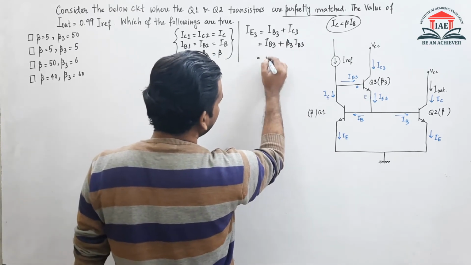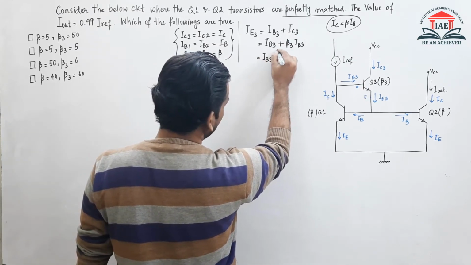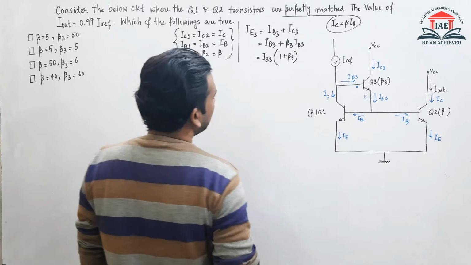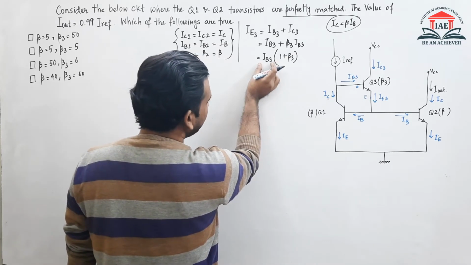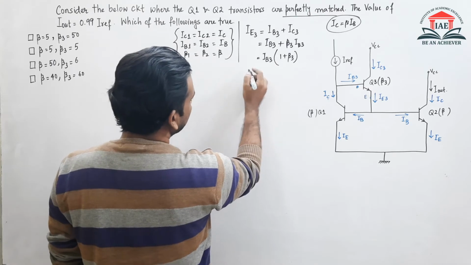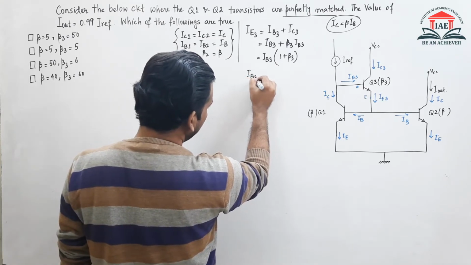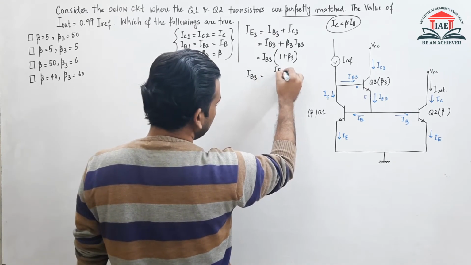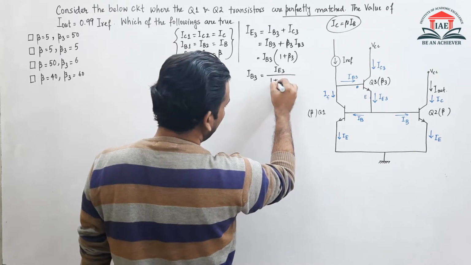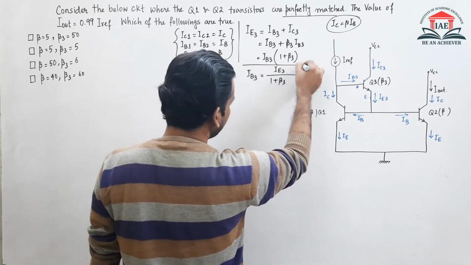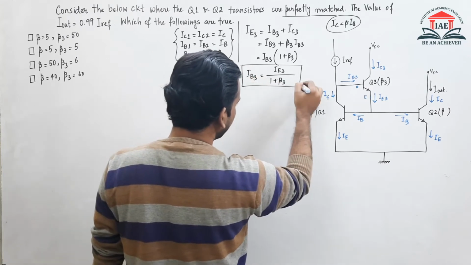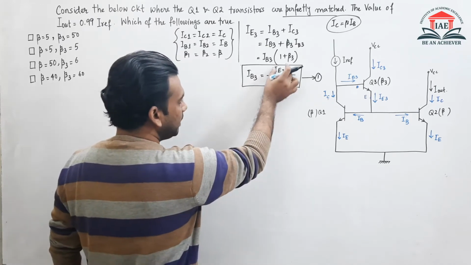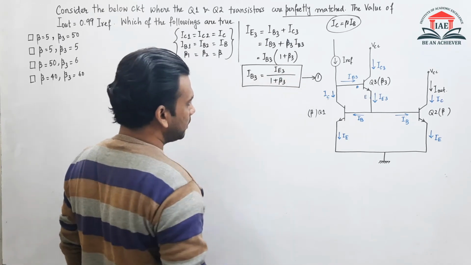Now take beta 3 IB3 common. So if I take IB3 common, then it will come out to be 1 plus beta 3. Now from this value I can find the value of IB3. So from this equation, if I find the value of IB3, it will come out to be IE3 divided by 1 plus beta 3. So this is one equation of IB3 we can get. Let us say this is equation number 1. So IB3 आपका आया IE3 divided by 1 plus beta 3.